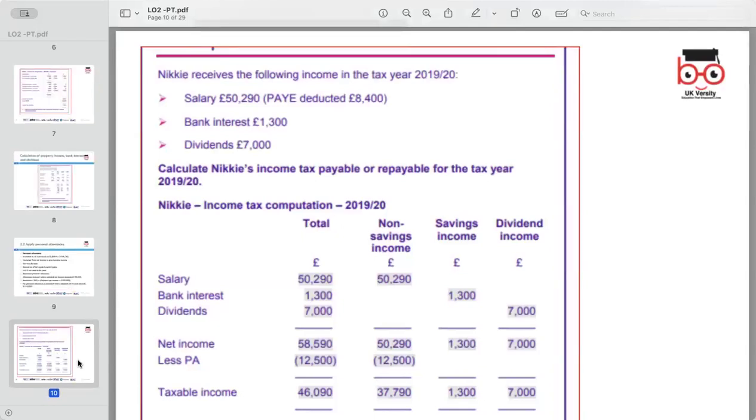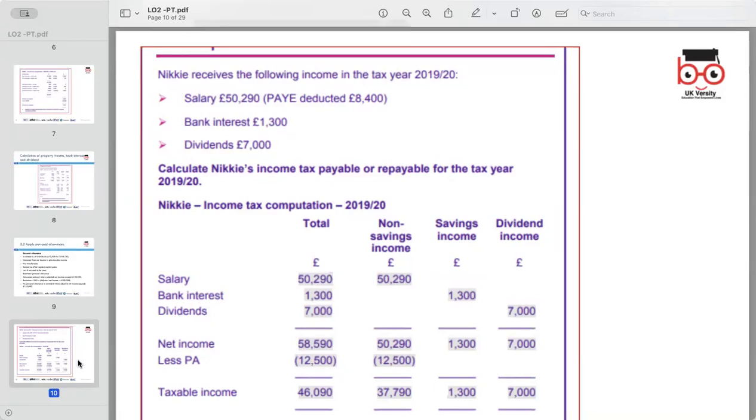So here again, 2019, we are talking about our previous example, where she received several sources of income during the tax year. Her main source of income was her salary amount, which is 50,290. Additionally, 1,300 pound tax bank interest and 7,000 pound from dividends. So to calculate her net income tax, we need to separate her income into different categories: non-saving income, saving income, and dividend income.